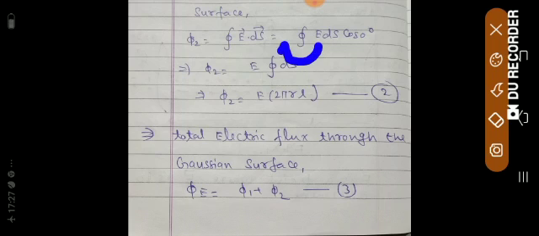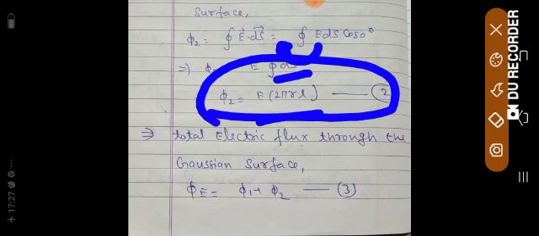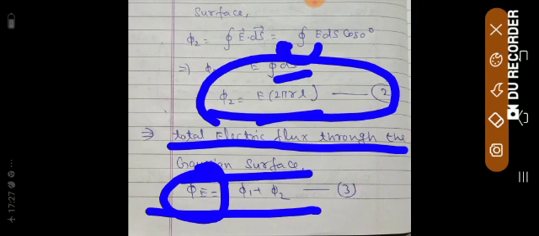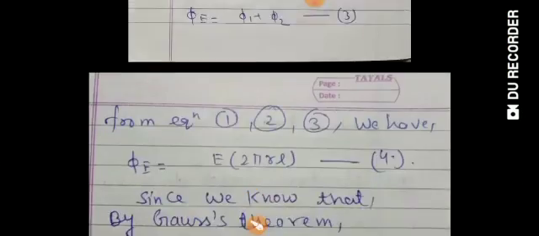E is outside the integration. dS is what? What is the curved surface area of the cylinder? 2 pi r l. Okay, it is clear from mathematics. So phi 2 is the electric flux through the curved surface area of the Gaussian surface. So what would be the total electric flux? Total electric flux through the Gaussian surface will be, as usual, phi E is equal to phi 1 plus phi 2.